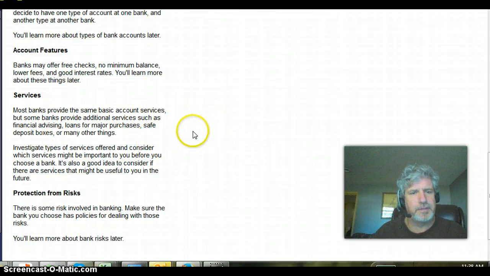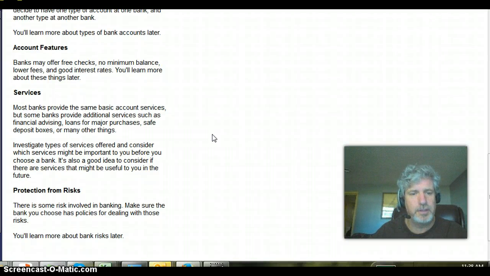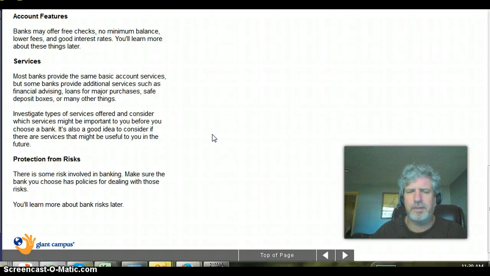Banks also provide services. Most banks provide the same basic account services, but some banks provide additional services such as financial advising, loans for major purchases, safe deposit boxes, or many other things. Investigate types of services offered and consider which services might be important to you before you choose a bank. It's also a good idea to consider if these are services that might be useful to you in the future. There is some risk involved in banking. Make sure that the bank you choose has policies for dealing with those risks.